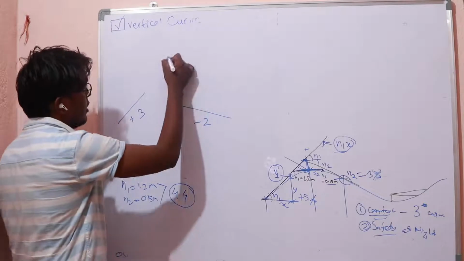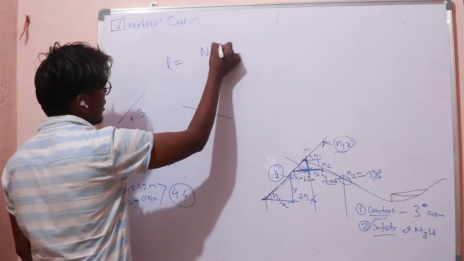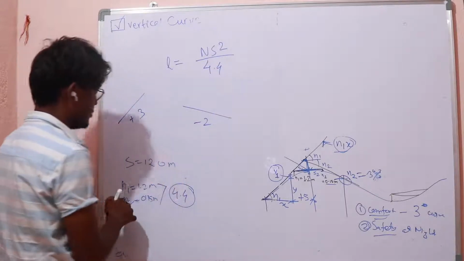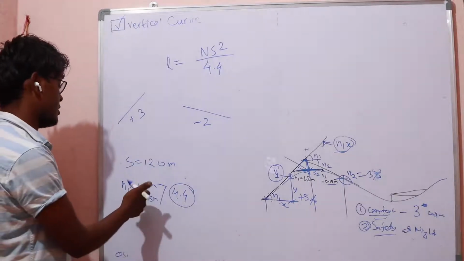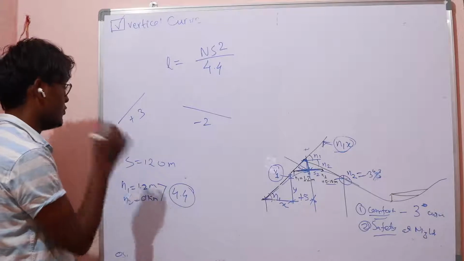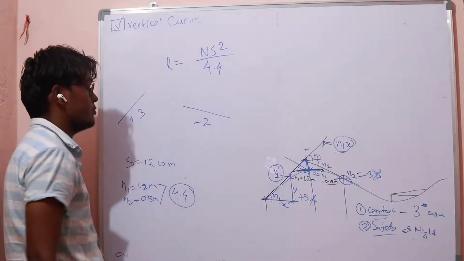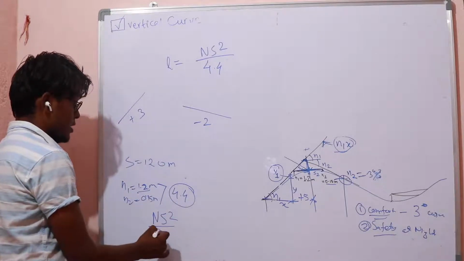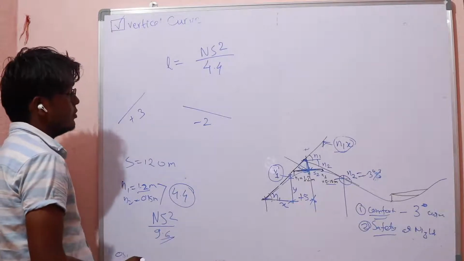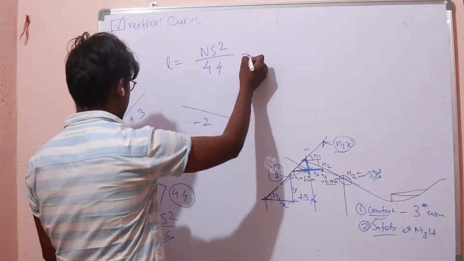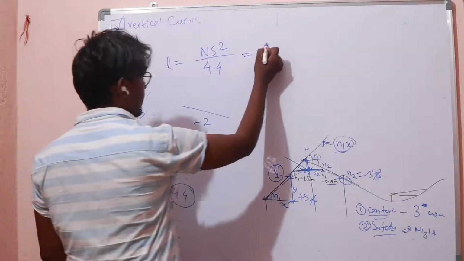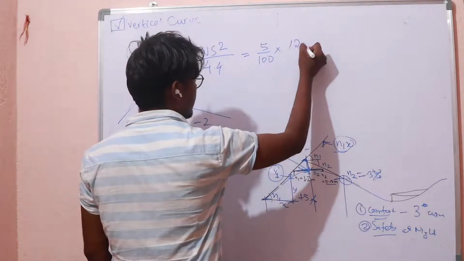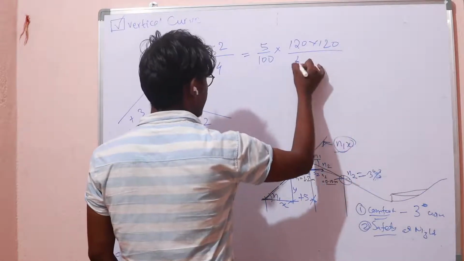The curve length which needs to be provided is, what is the formula? L equals n s squared over 4.4 in this case. H1 and H2 are given. If the values were something other than 1.2 and 0.15, we would have to calculate that value. And if both are 1.2, then n s squared over 9.6. So we put the values. N equals 3 plus 2, 5%. 5% means 5 by 100, into s squared, 120 into 120, over 4.4.